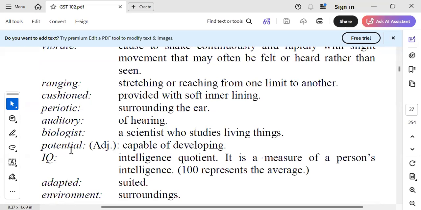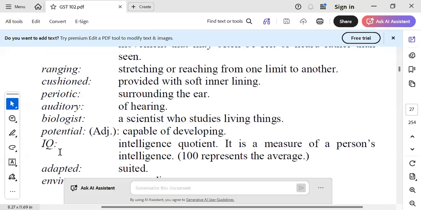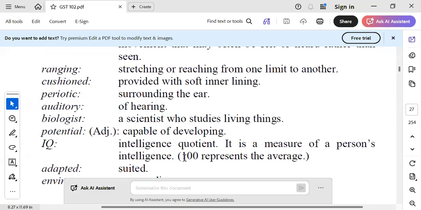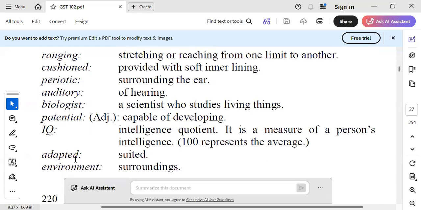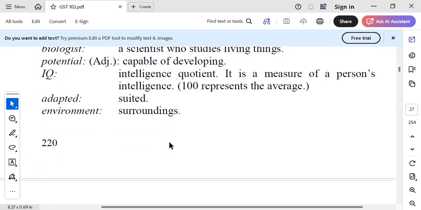Potential is capable of developing, while intelligent quotient, which is IQ, stands for intelligence quotient. It is a measure of a person's intelligence. 100 represents the average. Adapted means suited. Environment means surroundings.